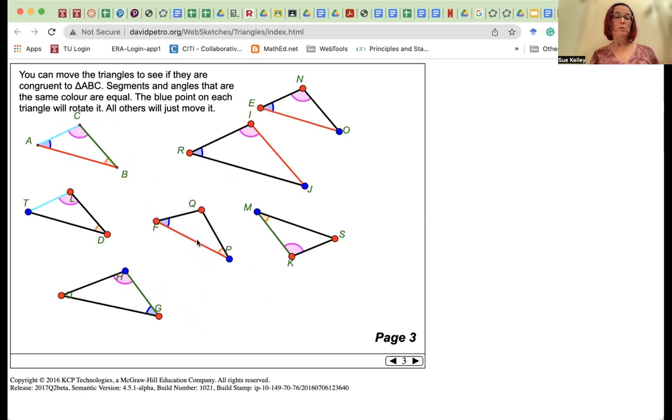Let's play around with this one. This one looks like angle F and A match, and B and P. That looks pretty good. So this is how we're going to define congruence. If we can translate a triangle or shape onto another shape, then we are going to consider them to be congruent. So you're welcome to play around with this a little bit more and play around with our new definition of congruence.